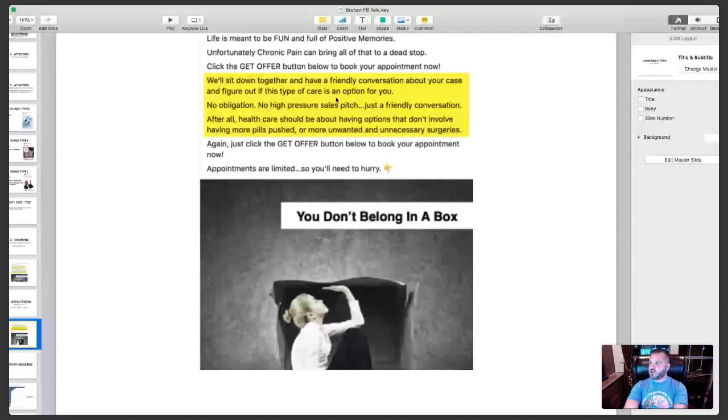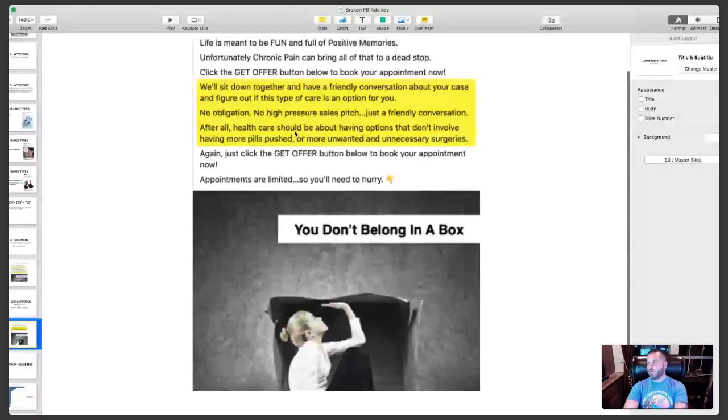After all, healthcare should be about having options that don't involve having more pills pushed or more unwanted or unnecessary surgeries. So I'm setting this expectation that if they schedule an appointment with me, I'm not going to give them a high pressure sales pitch to start care. They're going to come in, and I'm going to give them the truth. I'm going to say, hey, here's your problem. I feel like I can help you. Here's what it's going to take, and if they want it, they want it. If they don't, they don't. No high pressure. So I'm setting that expectation before they ever schedule an appointment in the office. So that is the PACE formula.